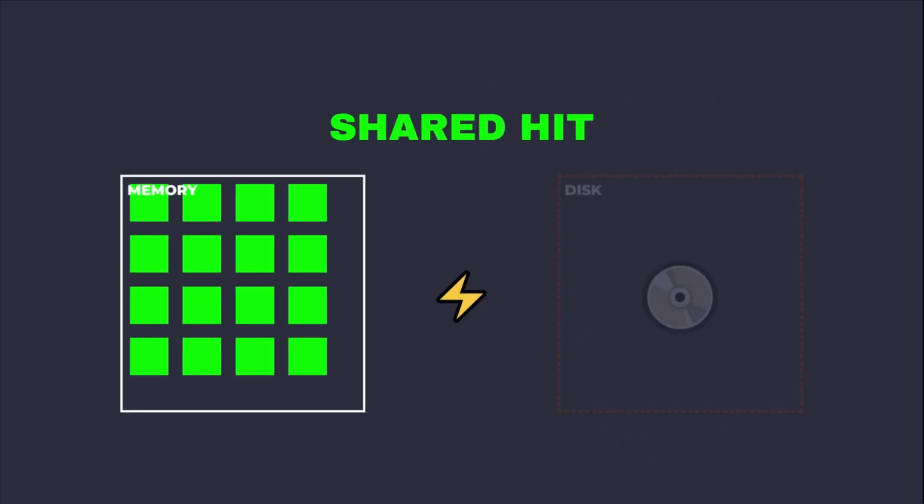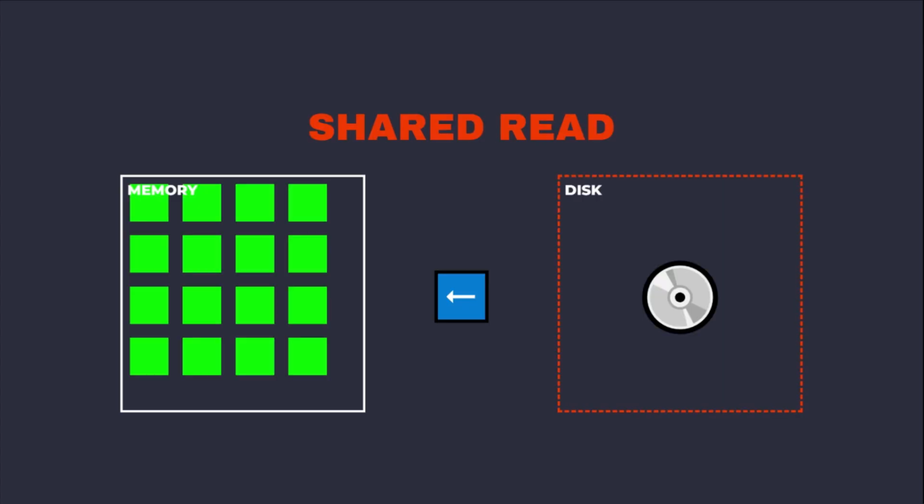We start with shared hit, which counts blocks found directly in the shared buffer pool, indicating zero physical input-output cost for those blocks. A high count for shared hit is ideal. It confirms effective caching. Conversely, shared read counts blocks that required fetching from the operating system cache, or worse, directly from the physical disk. A high shared read count immediately flags a potential bottleneck.